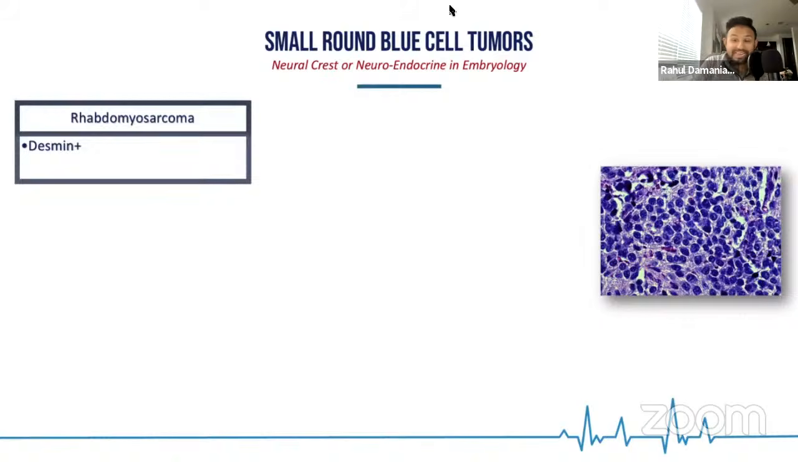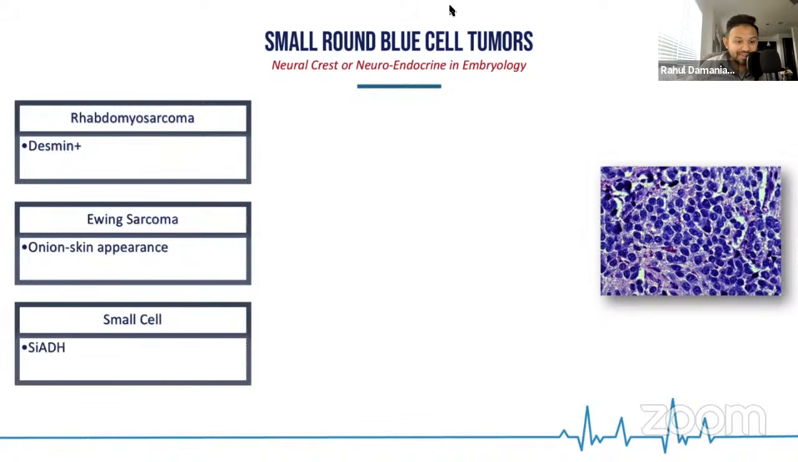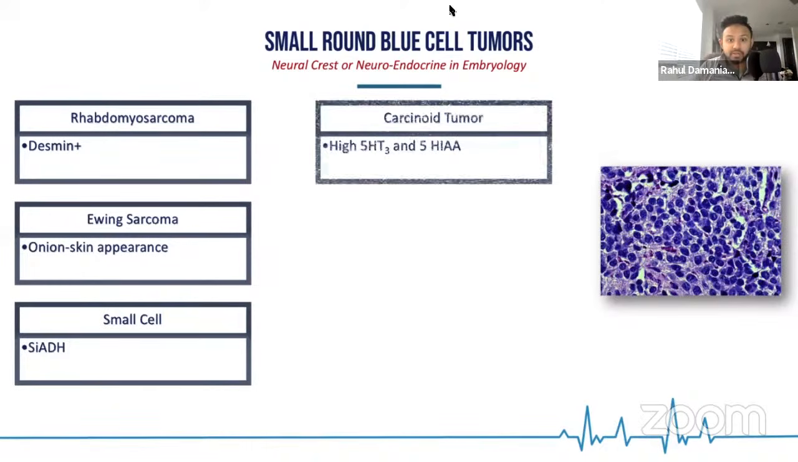Rhabdomyosarcoma, which is going to be desmin positive. Remember, you can have rhabdomyosarcoma of the vulva and vaginal area. That typically is going to be in little babies with the grape-like mass that is coming out of the genitalia. Ewing sarcoma, which is going to have that onion skin appearance on your histology. Small cell lung cancer, which is going to have low sodium because of SIADH. Remember that ADH causes an increase in aquaporins. You increase your free water reabsorption, and that decreases your sodium levels.